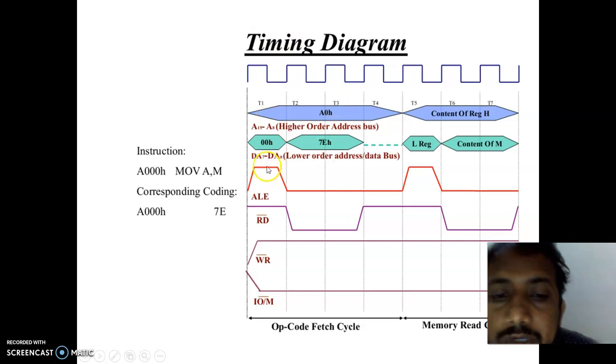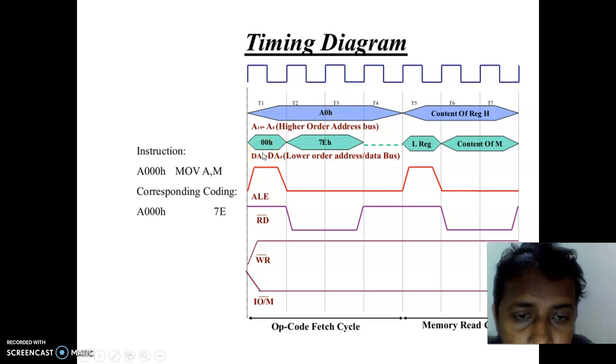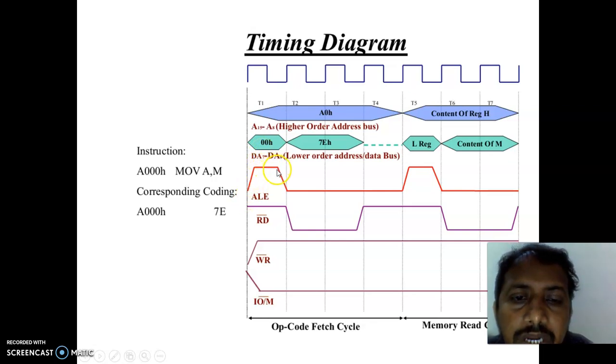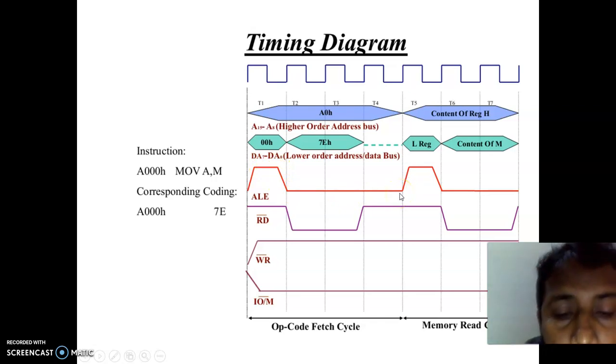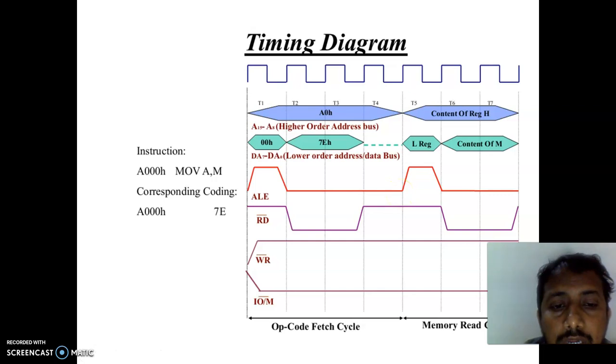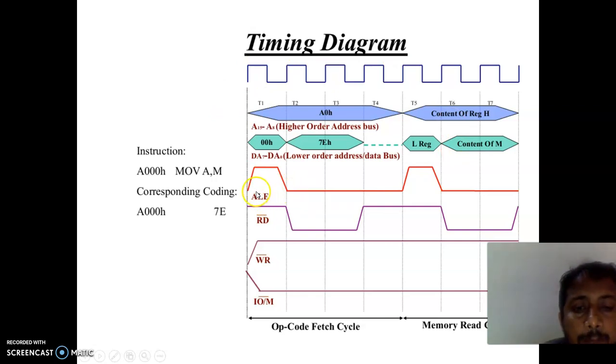Once you are sending the address, at that particular moment the address latch enable signal is made high, and for the next 3 clock pulses the address latch enable signal is made low, because it should not interfere with the data. So the first clock alone makes the address latch enable signal high, the next one immediately makes it low, and it stays low continuously.